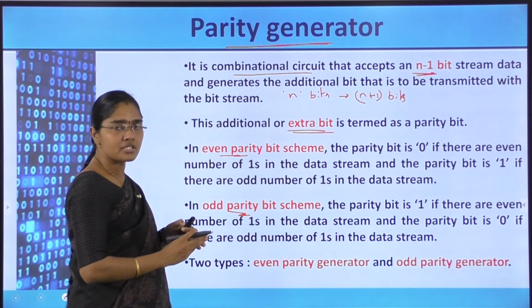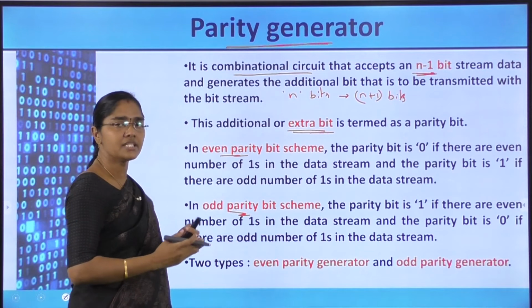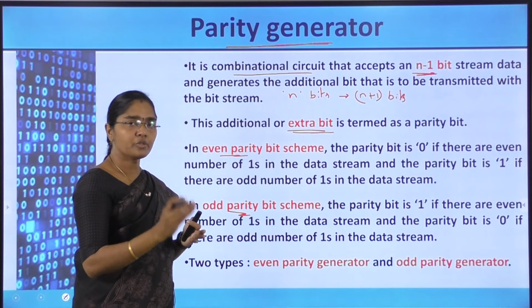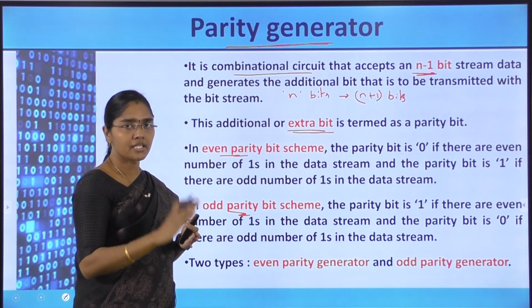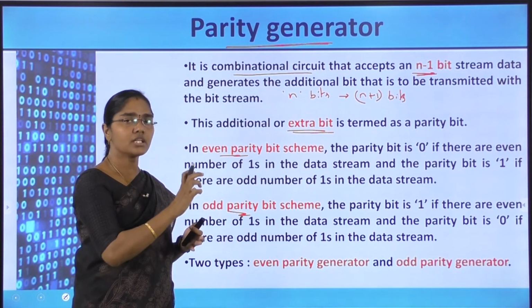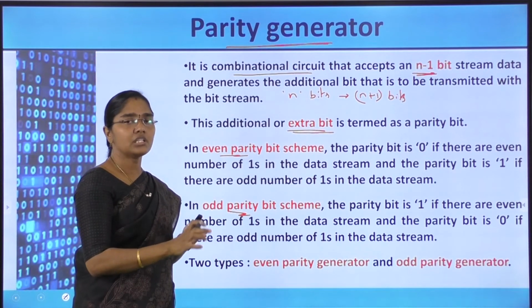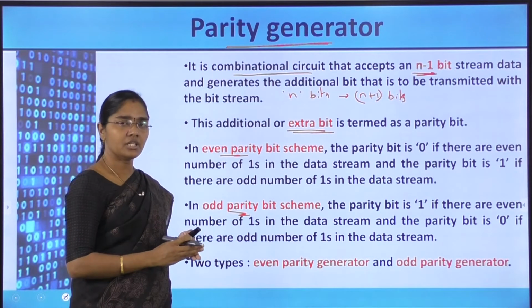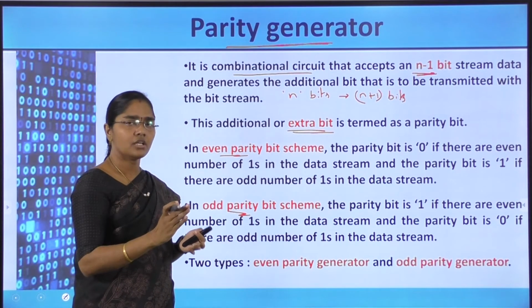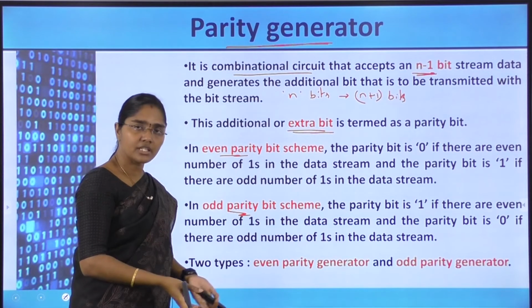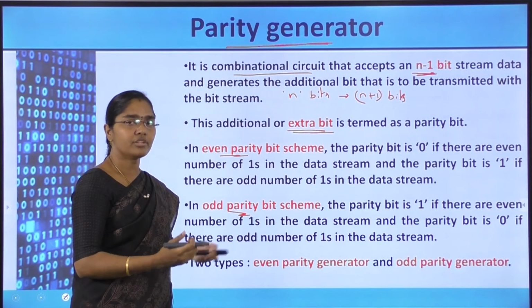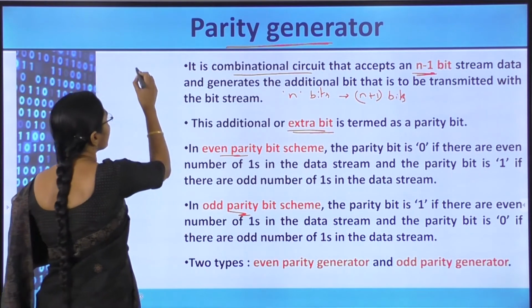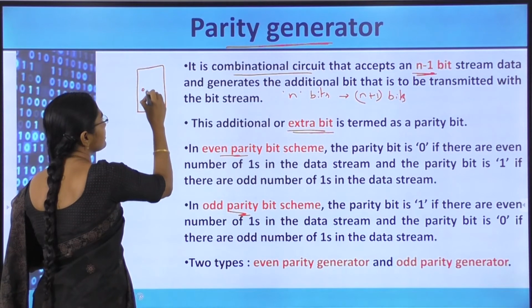Even parity generator means it will generate the output bit, either 0 or 1, that is the parity bit, in such a way that the total number of ones will be even in the data. Similarly, odd parity is the same: it will add 1 if the total number of ones is even in the data, or it will add 0 if the total number of ones is odd in the data.